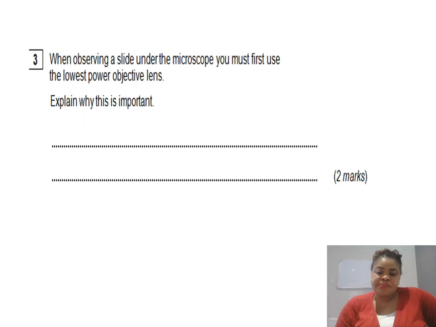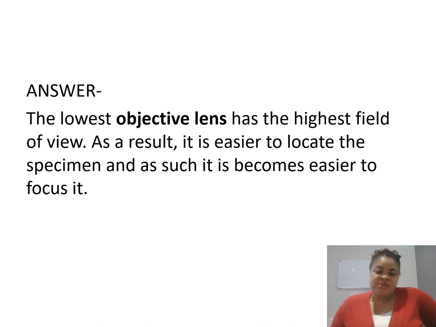So when observing a slide under the microscope, you must first use the lowest power lens. Why do you need to do this? The answer is on the next slide, obviously. The lowest objective lens has the highest field of view. As a result, it is easier to locate the specimen first of all, and then it becomes easier for you to focus it if needs be. You need to see first. So the lower objective lens gives you a wide range of view so you can see your specimen.